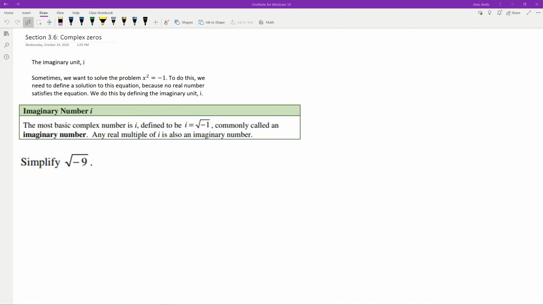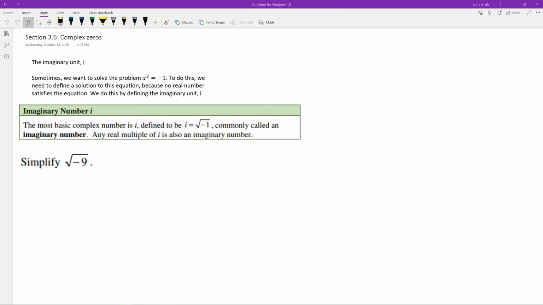Today we're going to talk about section 3.6 on complex zeros. So the first topic we're going to talk about is the imaginary unit i. Sometimes we want to solve the problem x squared equals -1. To do this, we need to define some kind of solution to this equation because no real number actually satisfies this equation. In order to do this, we define this imaginary unit i.